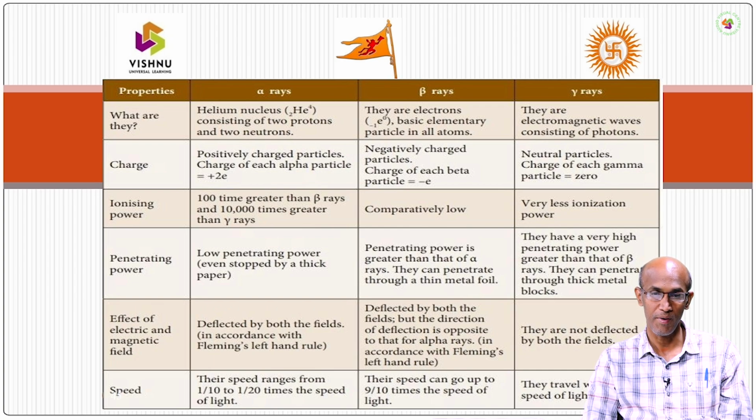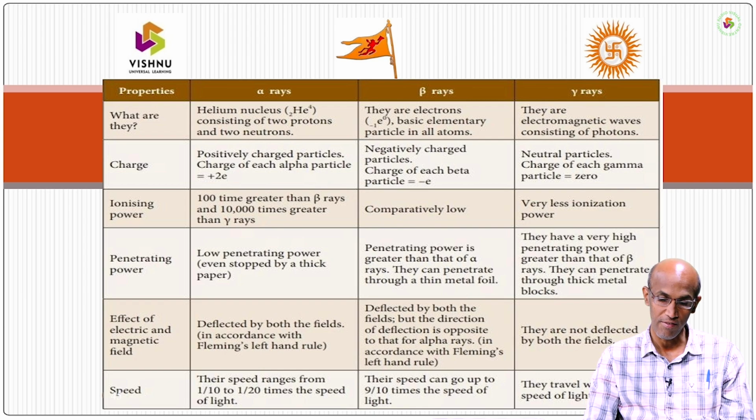Penetrating power: low penetrating power for alpha rays, medium penetrating power for beta rays and very high penetrating power for gamma rays. Effect of electric and magnetic field: deflected by both the fields, but the direction of the deflection is opposite to that of the alpha rays. And coming to the case of gamma rays, they are not at all deflected by both the fields. Speed: for alpha rays, their speed ranges from 1/10 to 1/20 times the speed of light. For beta rays, their speed can go up to 9/10 times the speed of light. And for gamma rays, they travel with the speed of light.